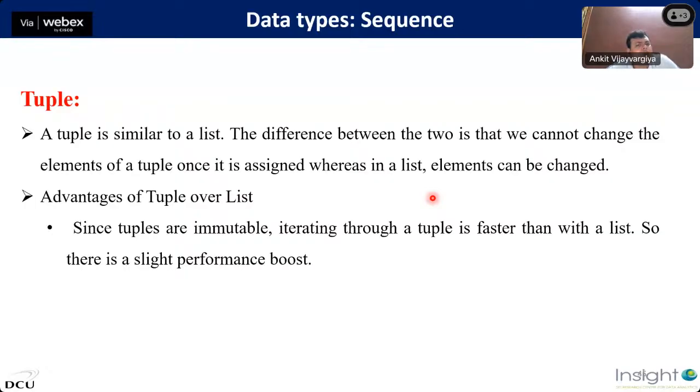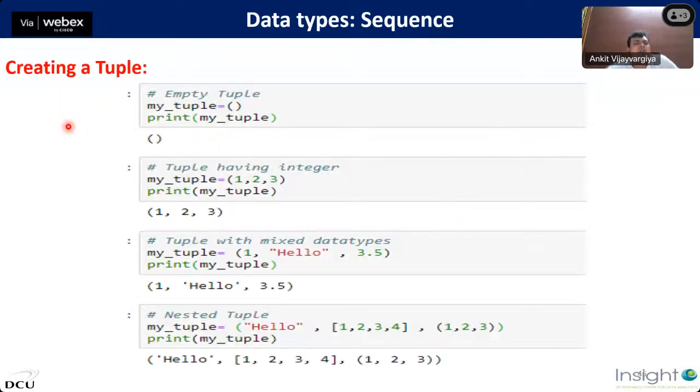So how to define the tuple? It is also similar to that. In the list, we use the big bracket. In the tuple, we use the small bracket. So if you're writing anything in a small bracket, that is the tuple. If you're writing anything in a big bracket, that is the list. So here, first I created the empty tuple, that is my tuple equal to small bracket.